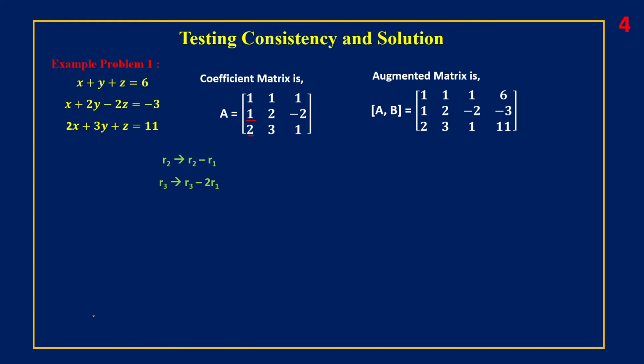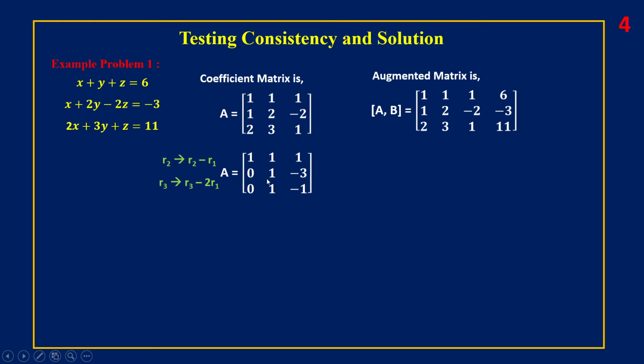So it can be transformed: for row 2, 1 minus 1 is 0, 2 minus 1 is 1, minus 2 minus 1 is minus 3. And for row 3 minus 2 times row 1: 2 minus 1 into 2 will be 0, 3 minus 1 into 2, that means 3 minus 2, is 1, and 1 minus 2 is minus 1.